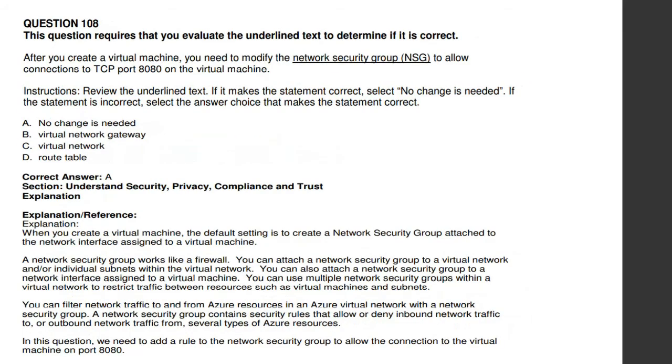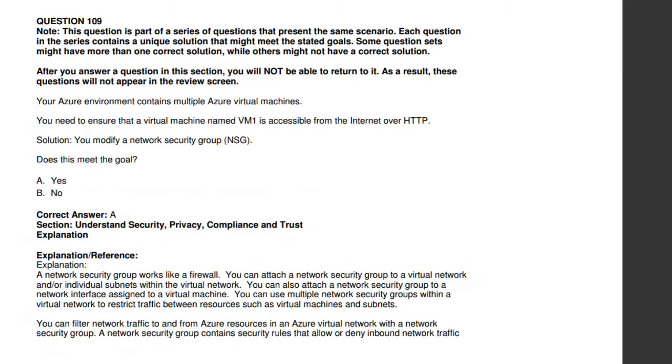So moving to the 108 question. After you create a virtual machine, you need to modify the network security group to allow connections to TCP port 8080 on the virtual machine. So here the answer is correct because you have to modify the network security group. So the answer is A. No changes required.